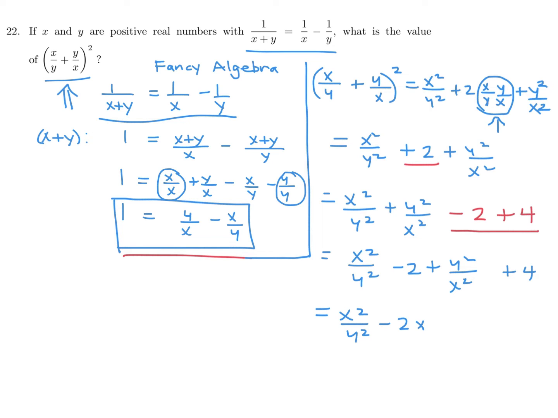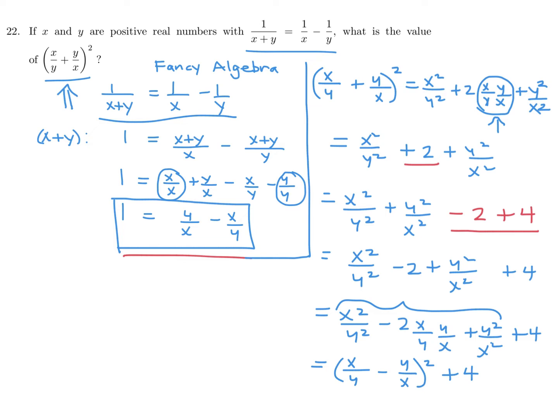So x over y and y over x, which is essentially just 1, but if I put it in there, it makes it a little bit obvious as to how this can be factored. And this factors to x over y minus y over x, all squared. These 3 terms. And then we got this 4. Is that right? I think so.